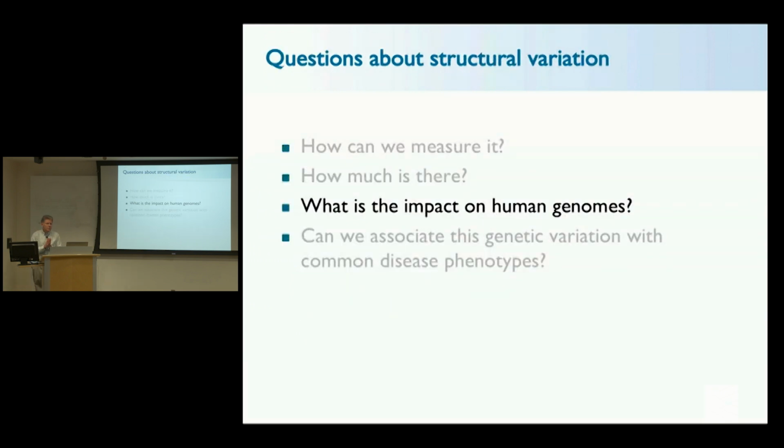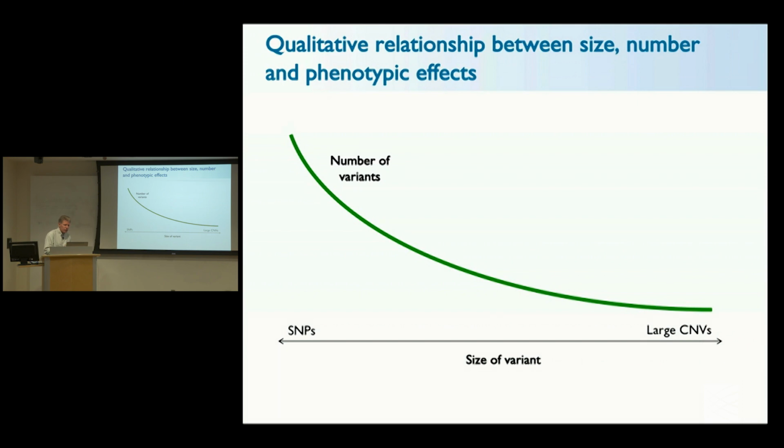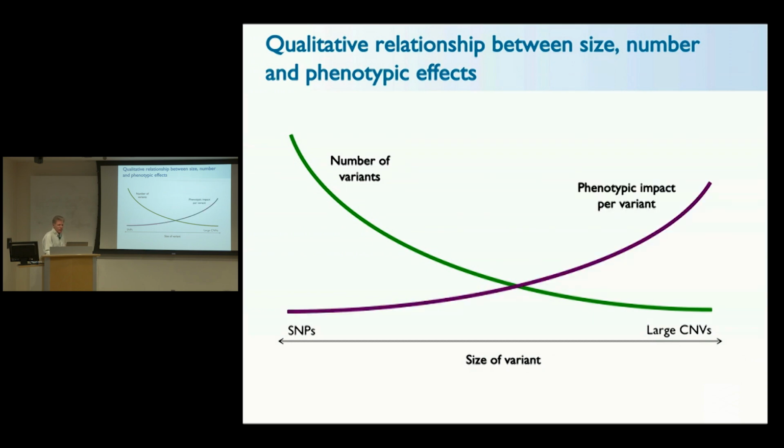So what's the impact of this variation on human genomes, in particular on our genes and our genetics? Well, I've told you that there's this trend for less frequent, less large variation than small variation. But there's also this other trend that the phenotypic impact per variant, by different measures, is higher for large variants compared to small ones.